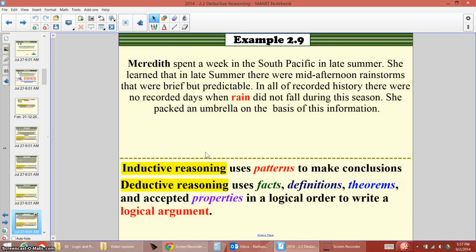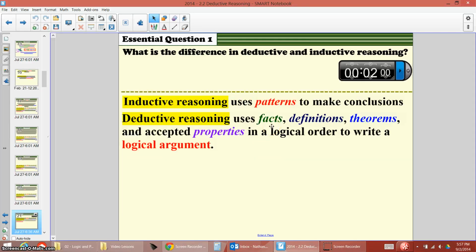Then we go on to Meredith. In all of recorded history, you guys see this right here? In all of recorded history, there were no recorded days where rain did not fall during the season. So she packed an umbrella on the basis of this information. She uses this fact that there was never a chance where it didn't rain, and she used that fact to draw a conclusion. That's deductive reasoning. All right, so question number 1. What is the difference in deductive and inductive reasoning? Inductive uses patterns, deductive uses facts. It's up to you how you want to express your understanding of it, but please make it as detailed as possible.